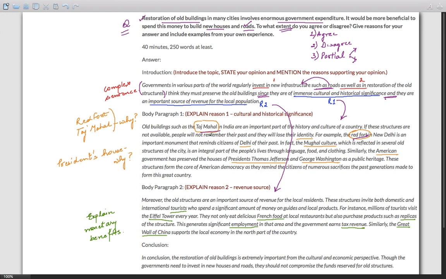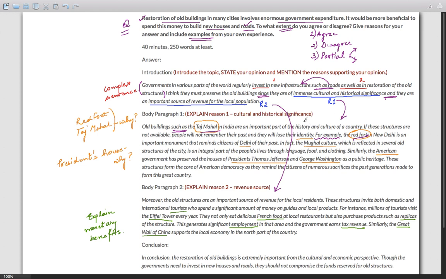Okay. Remember, another point is that you can build examples using two approaches. The first approach is 'for example'. That's an example, and that's what the question asks: include examples from your own experience. But another form of example is a more subtle form. 'Such as' also gives an example, though it's not a complete sentence, it's just a noun, but it still is an example. So I begin, old buildings such as the Taj Mahal in India are an important part of history and culture of a country. So this is my idea. They have immense cultural and historical significance, and with just one name I have started the idea in body paragraph 1.